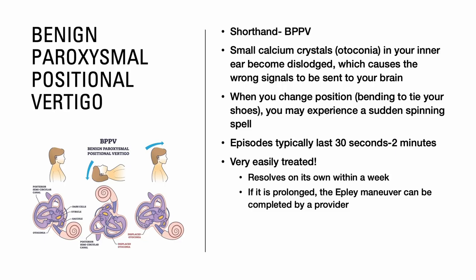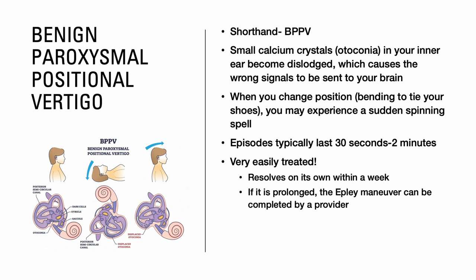The first diagnosis we'll talk about is called benign paroxysmal positional vertigo, or shorthand BPPV. BPPV occurs when small calcium crystals or otoconia in your inner ear become dislodged and located in the semicircular canals. This displacement can then cause the wrong signals to be sent to your brain. When you change positions, like bending over to tie your shoes, you may then experience a sudden spinning spell. These episodes typically last 30 seconds to 2 minutes.